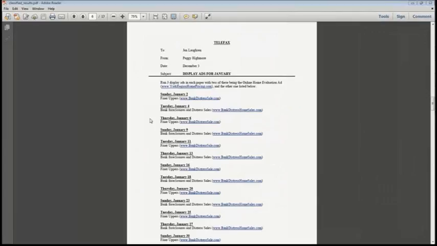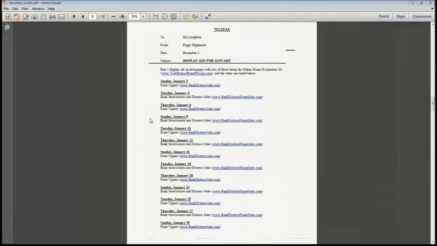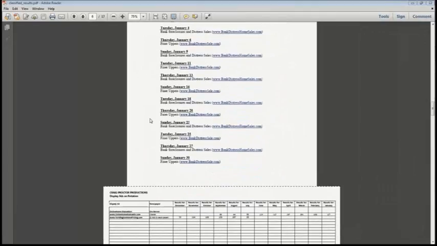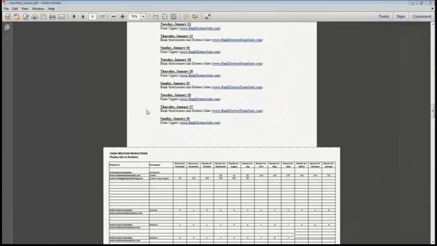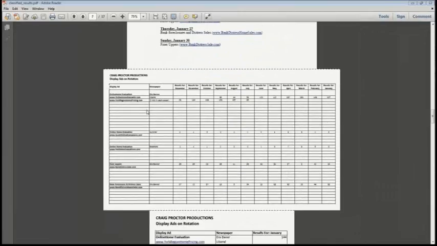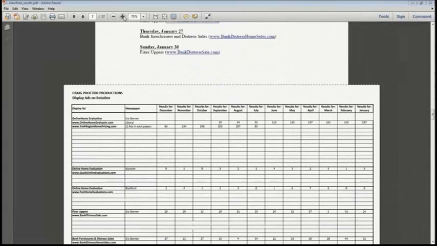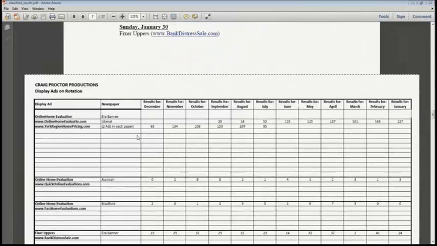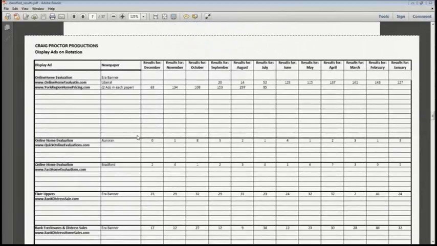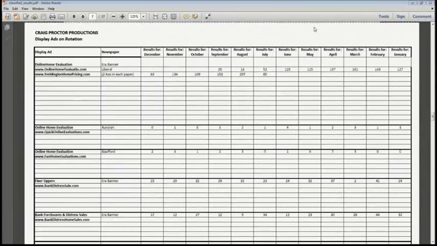So again, automatic marketing. This had nothing to do with me. Once the rotation was created, my assistant would organize this with the newspaper or post them online, Google pay-per-click. She would take care of it all. And all I would look at is reports. So let's have a look at the reports.